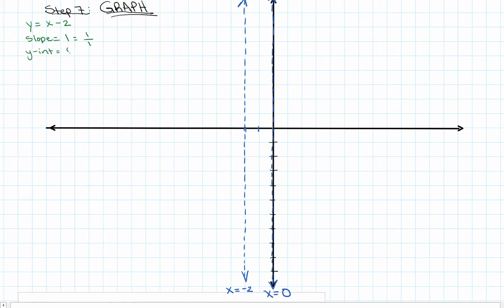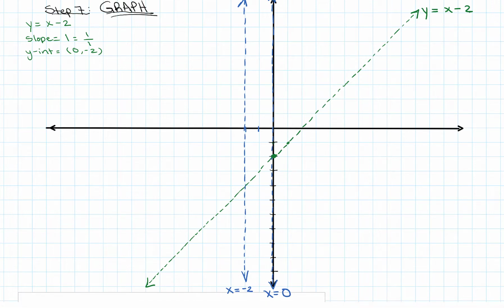So those are my two vertical asymptotes. My oblique asymptote was y equal to x minus 2. It has a slope of 1, so that means it has rise 1, run 1, and a y-intercept of 0, -2. So this is what it should look like right here. Once again, I'm drawing a dashed line, and I'm going to label this dashed line with the equation of that oblique asymptote. There we go. Okay, so now I'm going to start labeling some of these important points that I was able to come up with to help me draw this graph.